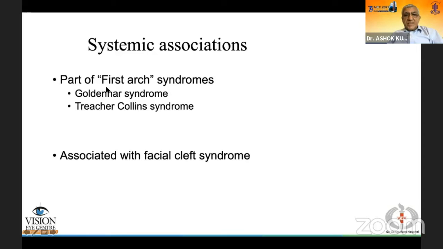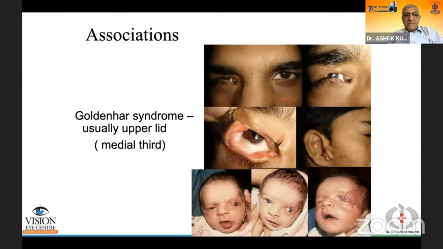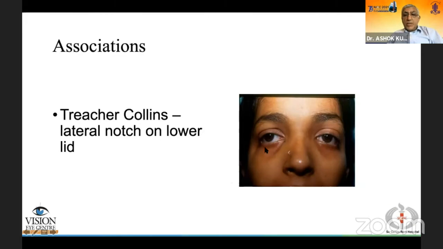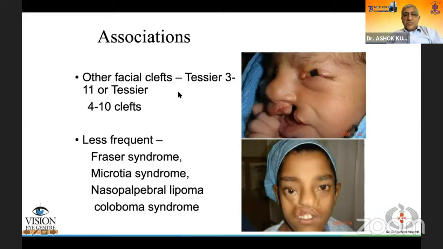The systemic associations are that it may be a part of a first arch syndrome, first branchial arch development anomaly, and Goldenhar syndrome and Treacher-Collins syndrome constitute this syndrome. Associations with facial clefts of various types are also common, most commonly 3, 10 and 4, 11. Goldenhar syndrome was the commonest association that we had been seeing. Presence of limbal dermoids, temporal dermolipomas, upper lid colobomas, unilateral or bilateral preauricular tags, and vertebral anomalies constituted the Goldenhar syndrome. Treacher-Collins with lower lid involvement as notches in the lower lid was the second commonest association. But as we said, facial clefts were common, and Fraser syndrome was another common association.